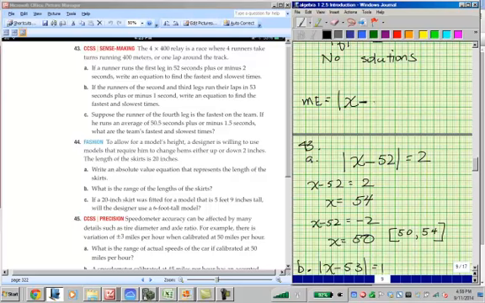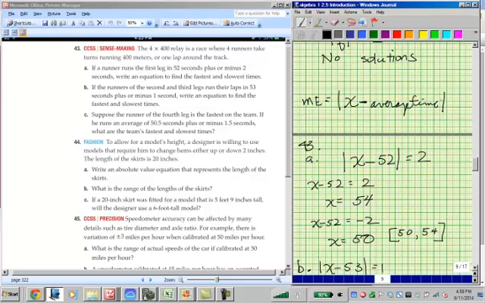So we get x - 52 = 2. We add 52 to both sides. We get x = 54. And then we're going to make the other equation, x - 52 = -2. We add 52 to both sides. We get 52 plus negative 2, and that's 50. So the times for this runner are going to vary from 50 to 54 seconds.